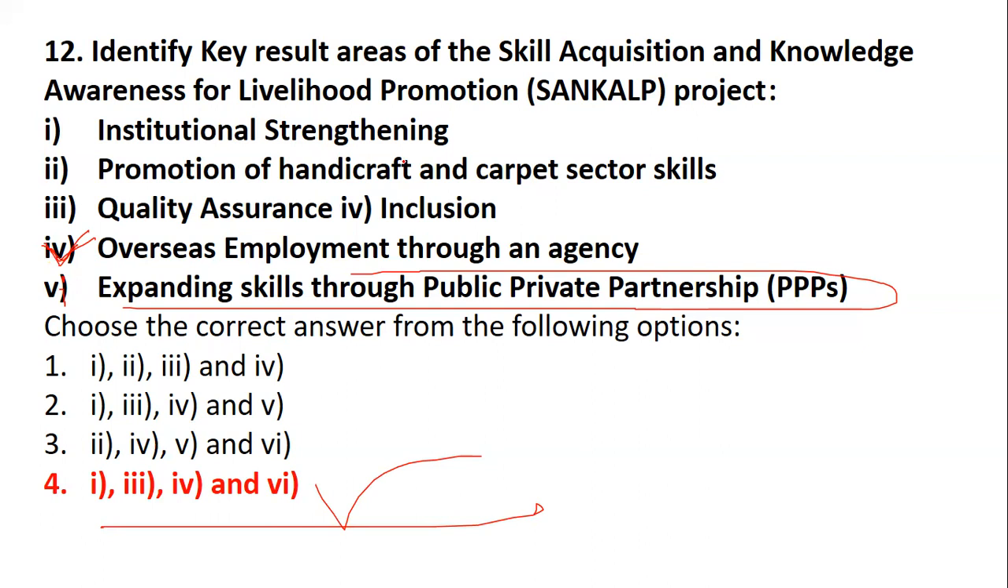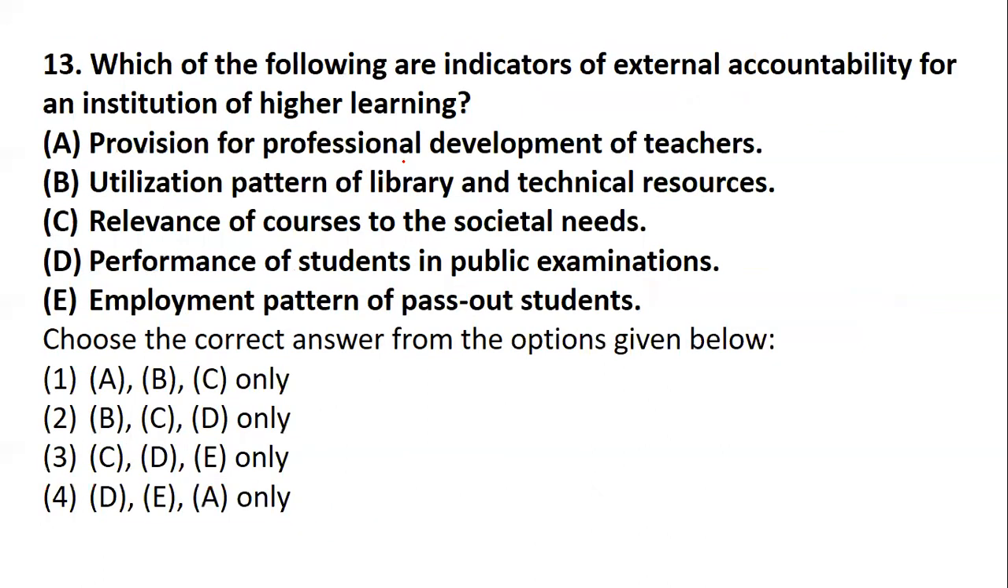Okay, yes. Then coming to indicators, which of the following are the indicators of external accountability for an institution of higher learning? So the indicators are provision of professional development of teachers, utilization pattern of library and technical resources, relevance of courses to the societal needs, performance of students in public examination, or employment pattern of pass out students.